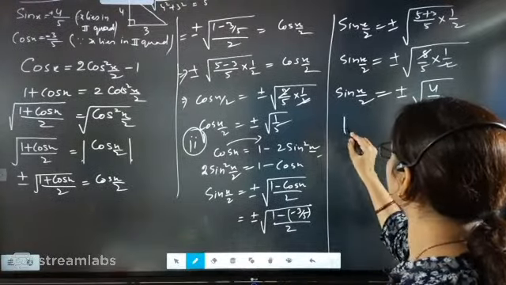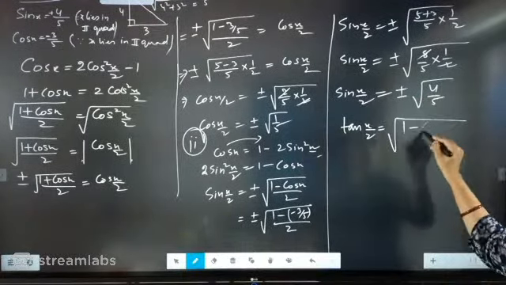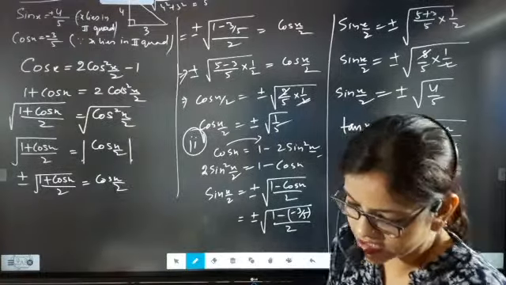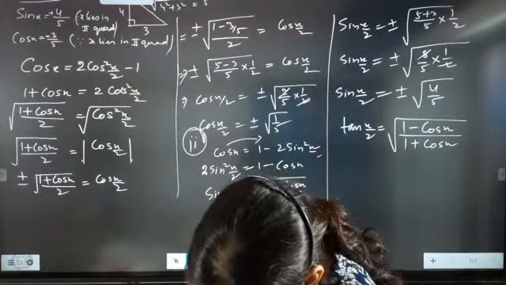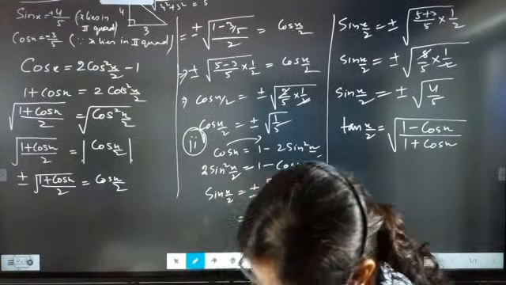It will always work. Tan x by 2 is equal to root under 1 minus cos x by 1 plus cos x. Just substitute the values and you will be able to get the answer. 1 minus cos x by 1 plus cos x. Divide sin x by 2 and cos x by 2. Absolutely, you can go like that also.